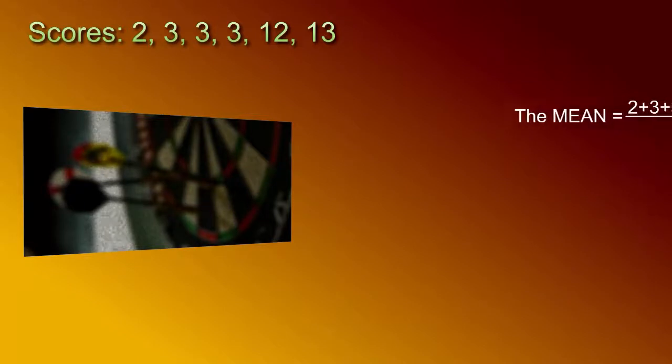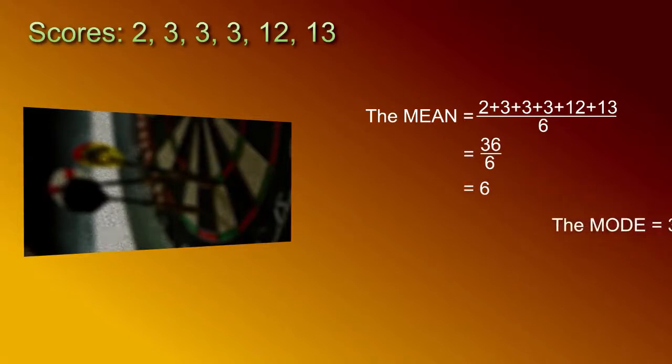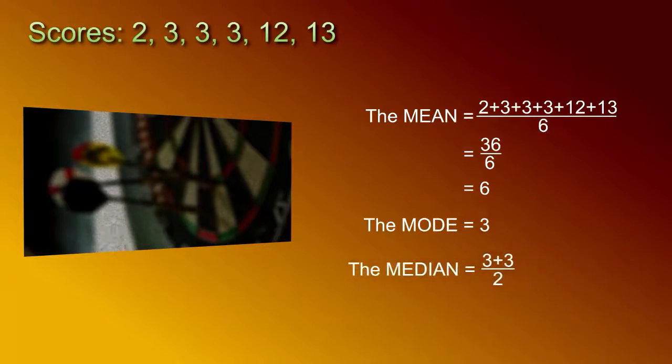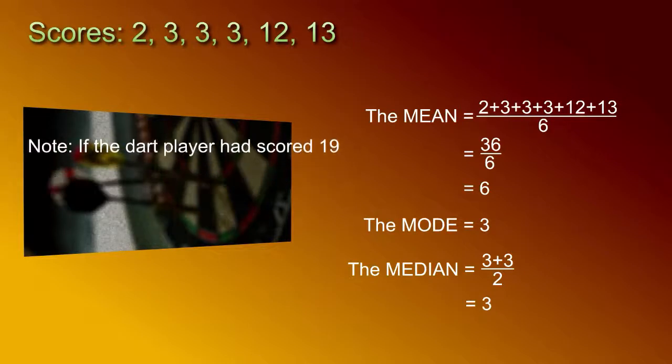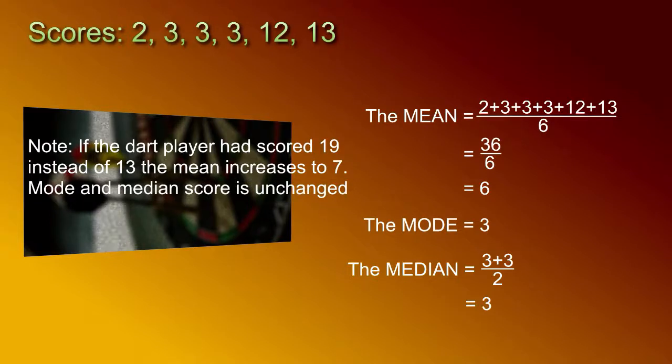The mean is 2 plus 3 plus 3 plus 3 plus 12 plus 13 divided by 6. 36 over 6 equals 6. The mode is 3. The median, since we have an even number of observations, is 3 plus 3, the middle 2 observations, divided by 2, which equals 3. Notice if the dart player had scored, say, 19 instead of 13, the mean increases to 7, but the mode and the median score are unchanged.